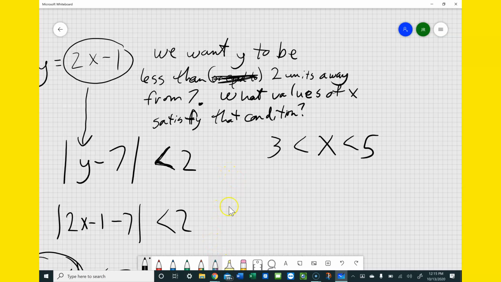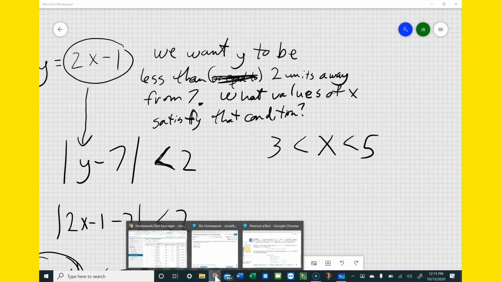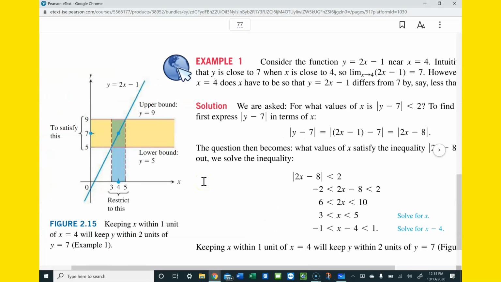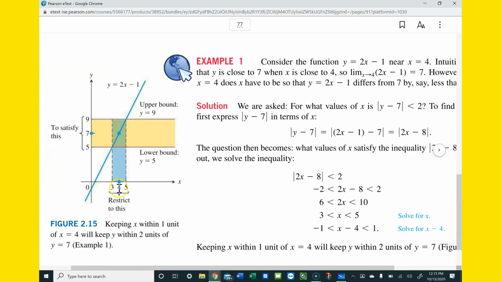And let's go back and look at it graphically again. When x is between 3 and 5, y is between 5 and 9. Another way we could say the answer is when x is within 1 unit of 4, y is within 2 units of 7.